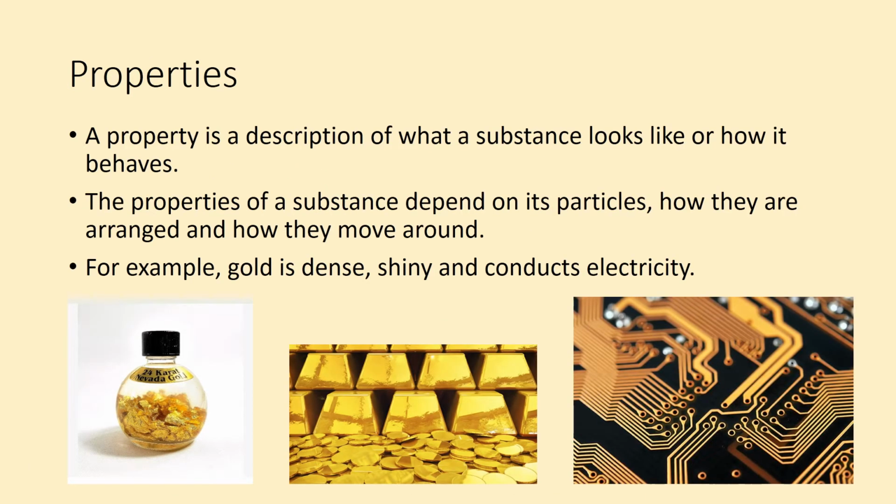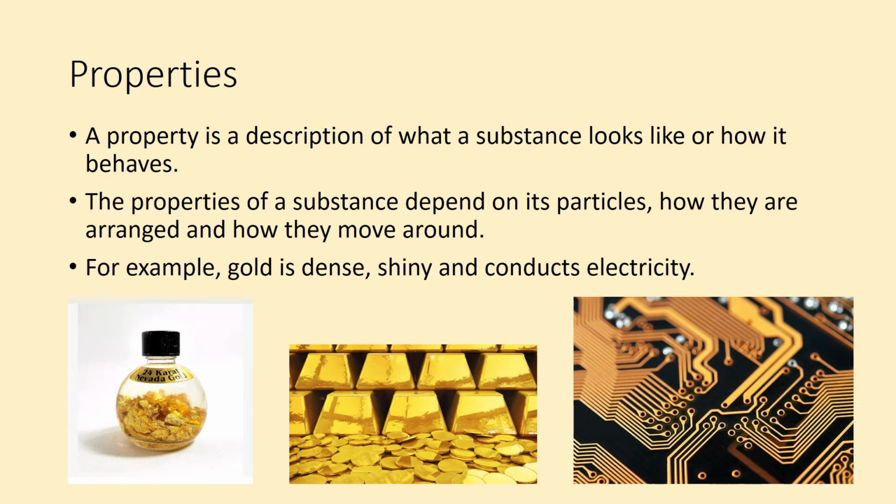Properties. A property is a description of what a substance looks like or how it behaves. And the properties of a substance depend on its particles, how they're arranged and how they move around. So for an example, gold is dense, shiny and it conducts electricity, and that's what those three pictures are showing you.